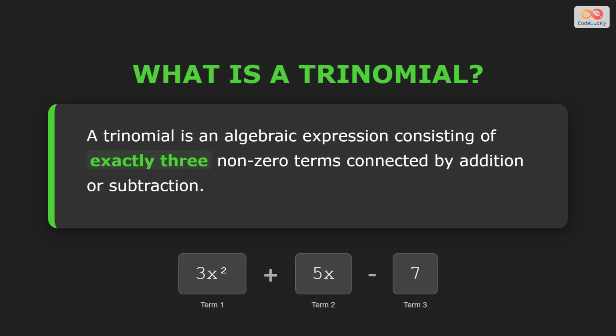Let's define it clearly. A trinomial is an algebraic expression that consists of exactly three non-zero terms. These terms are separated by addition or subtraction signs. In the example here, 3x squared is the first term, 5x is the second term, and -7 is the third term.